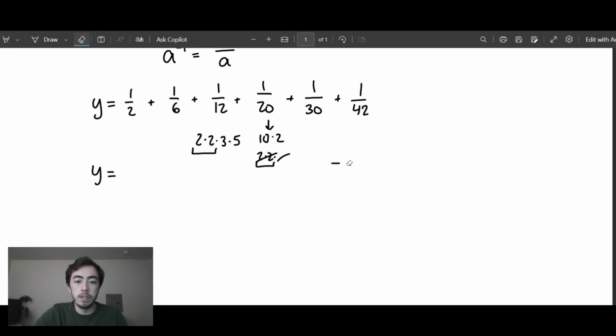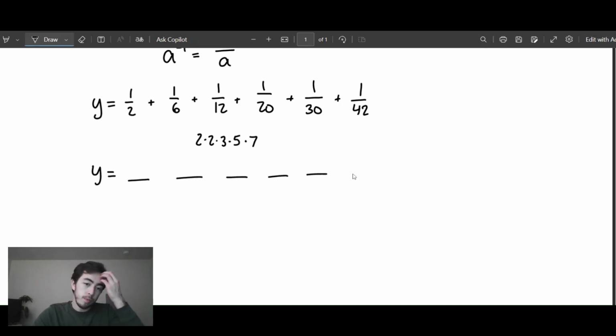And then lastly, in the 42, I am going to find its prime factors and include anything new that I don't already have here. 42 is 6 times 7. That 6 is already represented here with the 2 times 3. This 7 is a new factor, and so I will include it in my list. And so I know that I have just found my least common multiple, which will be the best common denominator for all of these fractions.